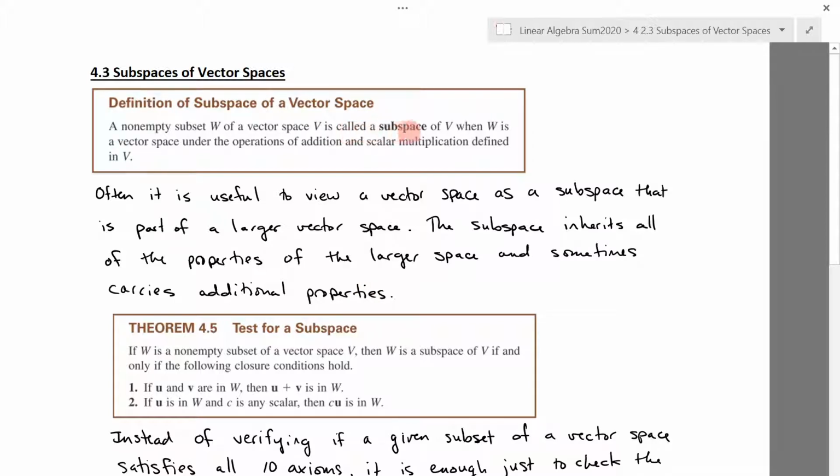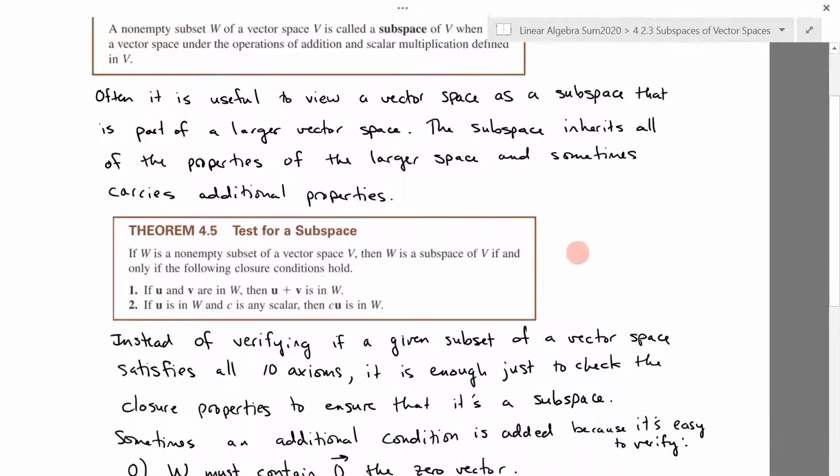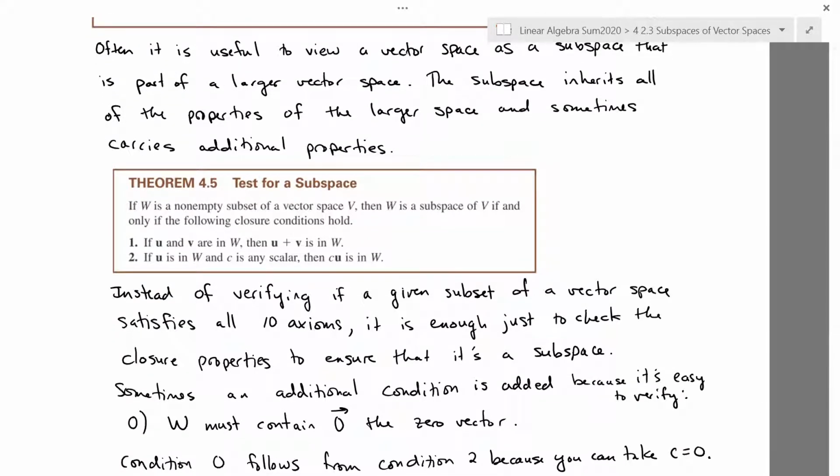A subspace of some vector space is just some subset that also satisfies all of the conditions for the vector space. However, instead of verifying if that subset satisfies all of the 10 axioms that we've listed previously, it's enough to just check the closure properties. Right? So we just need to check that the subset is closed under addition and also closed under scalar multiplication.